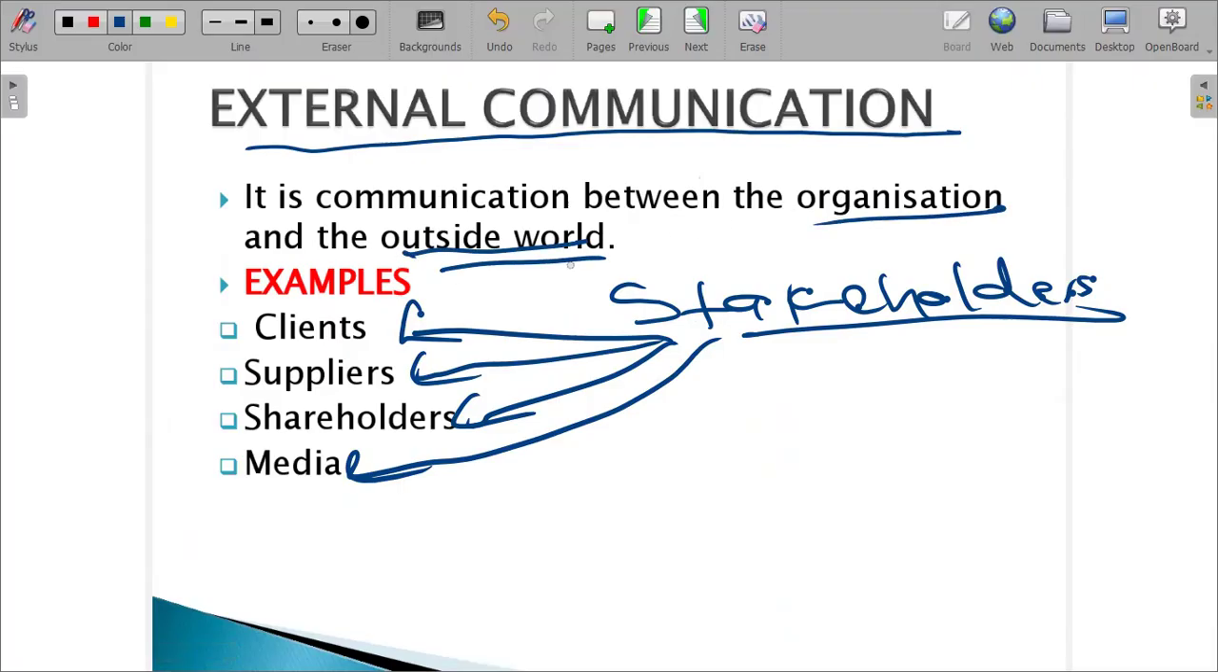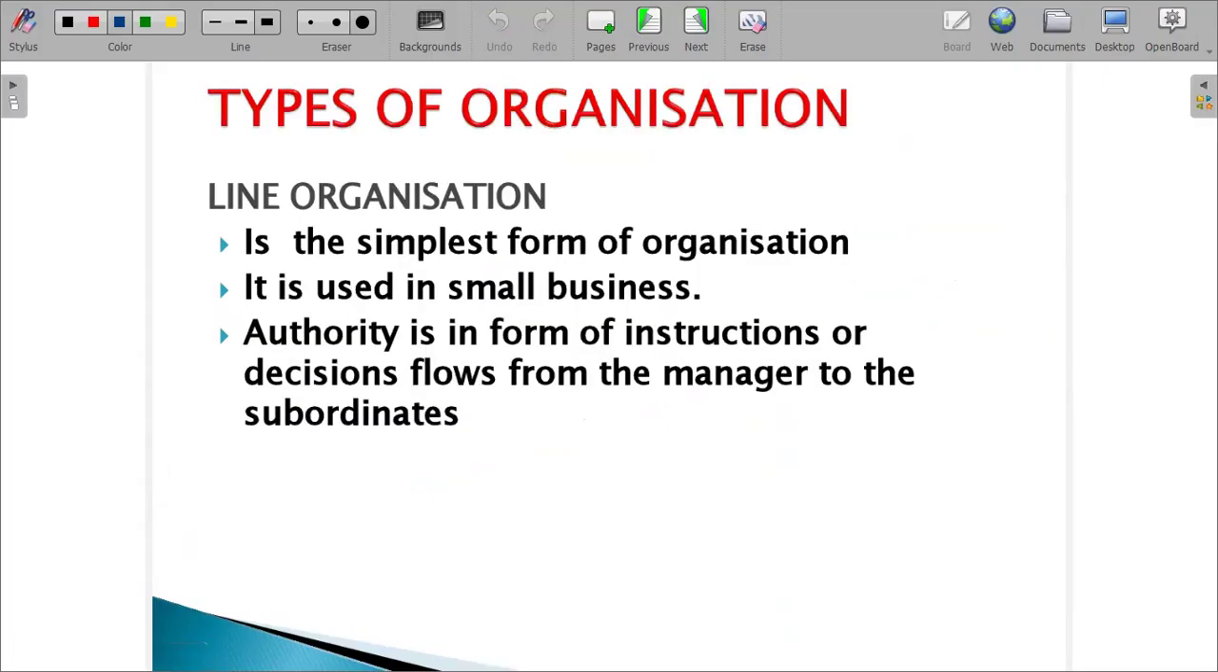When the organization is communicating with the outside world, the stakeholders, those people who are interested in the operation of the business, for example, the organization might want to order raw materials on credit. So they have to communicate with the suppliers so that they can be granted that requirement. That's what we call external communication. Right, so let's move on to types of organizations.